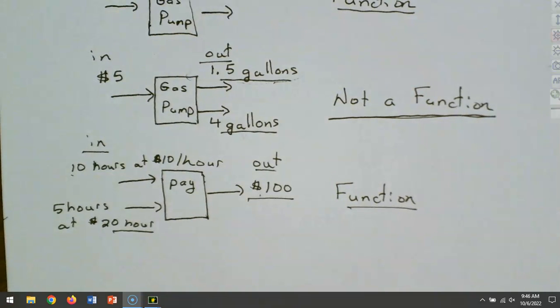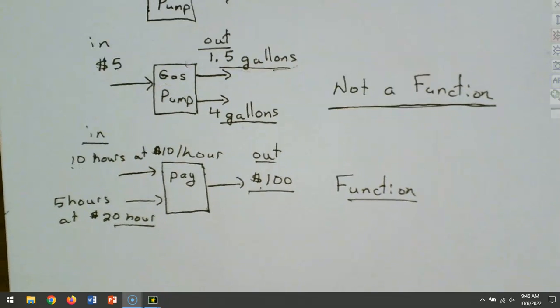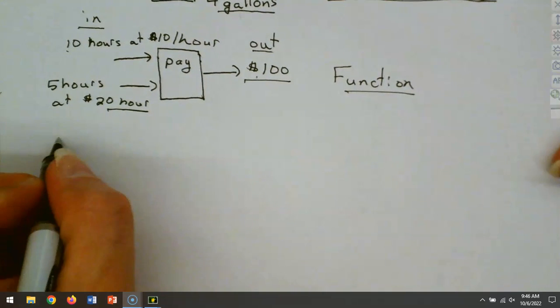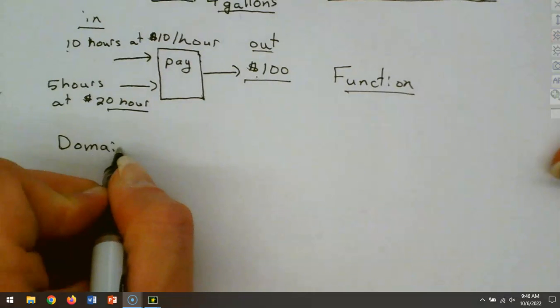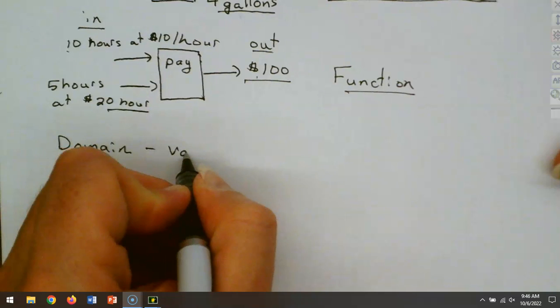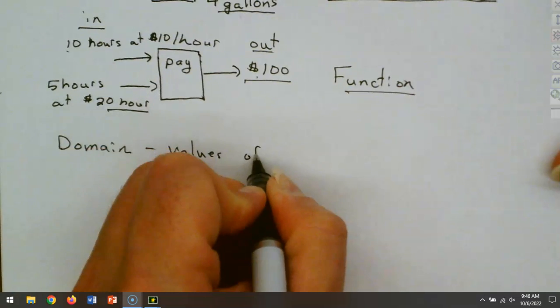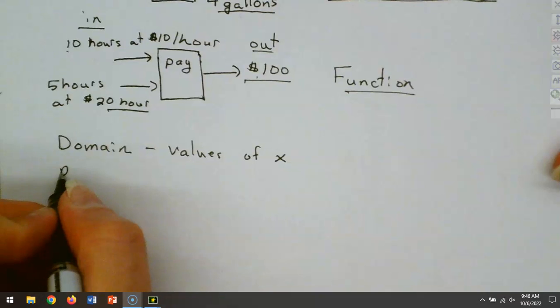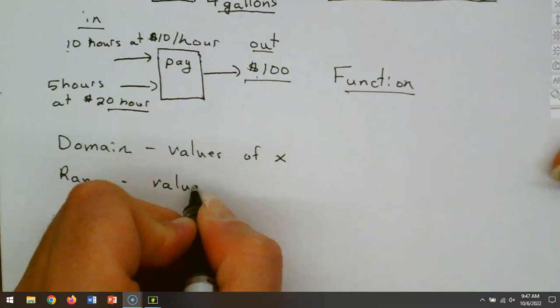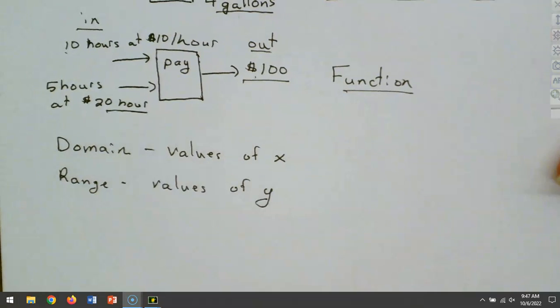Now let's look at ordered pairs and see how they relate to functions. And we're also going to talk about domains and ranges. And the domain is what you put in. The domain is usually going to be the values of x. And the range is the values of y. Sometimes the range is called the target.